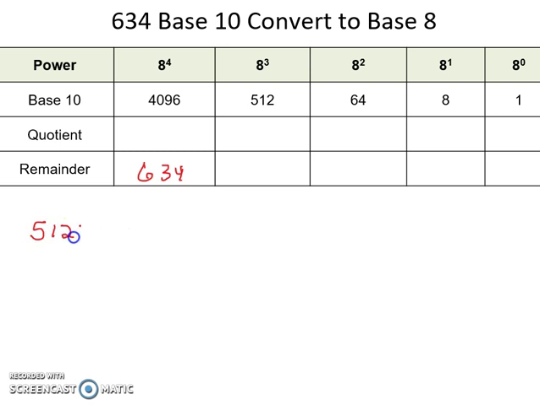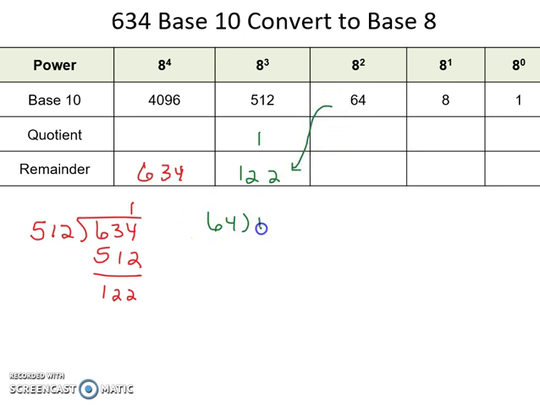So 512 into 634 actually only goes in once. 634 minus 512 is 122. So what do we have? We have 122. 64 goes into 122 just once. And we get 58 as our remainder. So 1 and a 58.